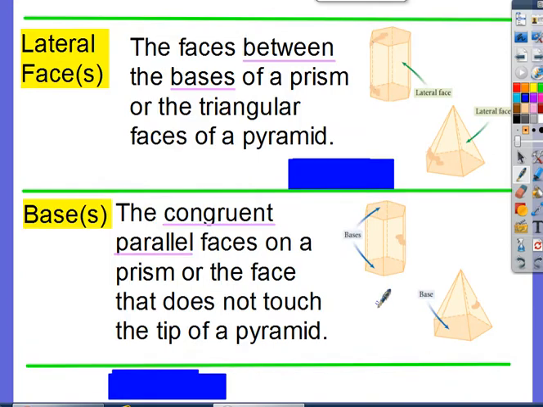Like I said, lateral faces and bases. You can make a rap song out of this. Taylor Swift could make a wonderful love song out of this that would move all of you to tears.